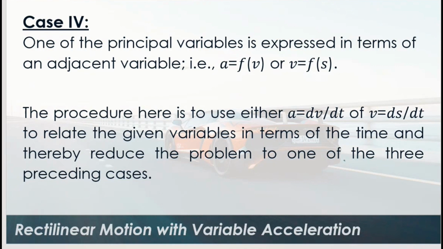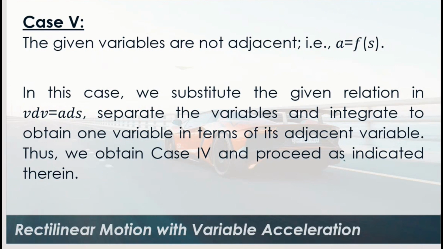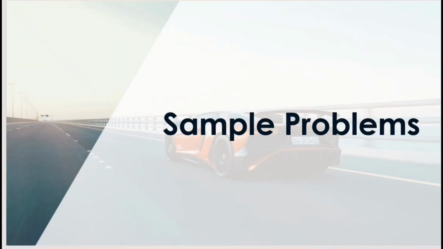Okay, so in case 5, the variables are not adjacent. So a is equal to what, with respect to displacement. There's no adjacency; they are not adjacent to each other. So we could solve that by substituting the relationship v dv is equal to a ds, from the first topic that we had, and then proceed with case 4, and then followed by the 3 cases, because case 4 is a combination of 3 cases.